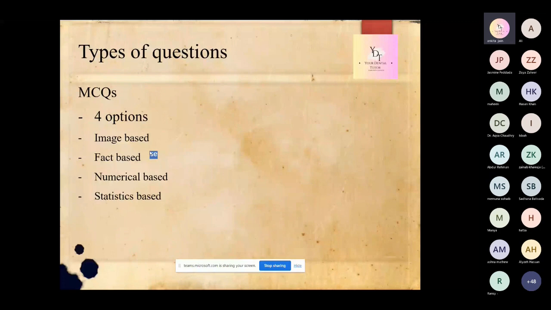Now the types of questions which are asked in ORE and LDS are MCQ types and EMCQ types. So MCQ basically you get the 4 options and you have to choose one single best answer. The questions are mostly asked on an image, or they could be fact based, or they could be numerical based, in which you have to use some formulas to calculate the answers. And fourth one, they could be statistic based.